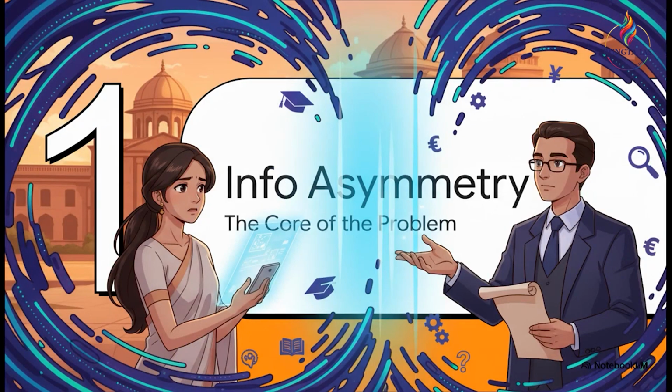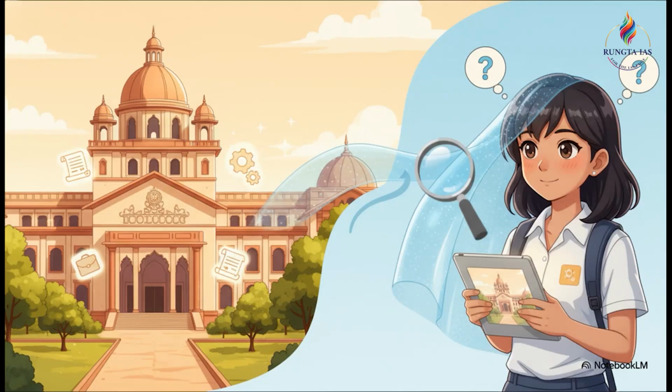Now, to really get a handle on this dilemma, we first have to understand the main economic concept that's at the heart of it all. So let's break down exactly what information asymmetry means. Okay, think about choosing a college like any other transaction. The college, which is the seller, knows everything, right? They know the real quality of their faculty, the actual state of their infrastructure, and most importantly, their true placement records. But you, the student, the buyer, you only get to see the information they decide to show you. This imbalance, this gap in information, is exactly what we call information asymmetry.